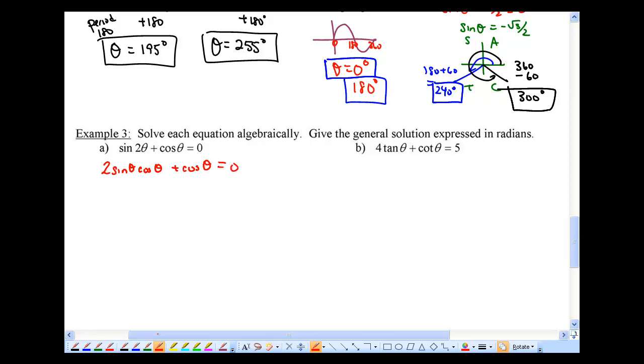Notice I changed the double angle into 2 sine theta cos theta. Then my lovely F word that I love to use, yes, factoring. Factor out the cosine theta.